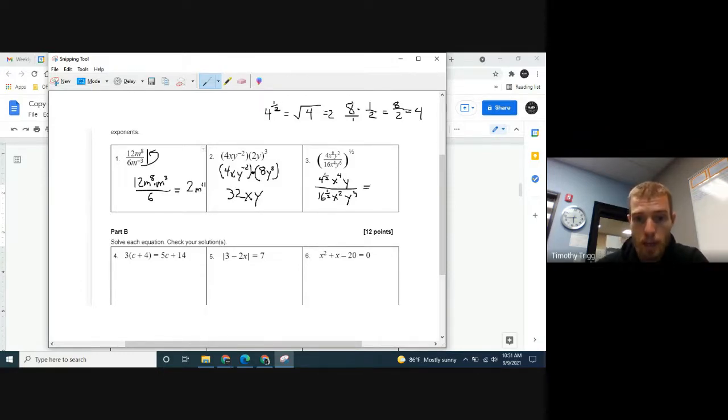So let's go ahead and work out these to the power of 1/2 here. In other words, take the square root of 4 here. That's 2. And the square root of 16 is 4. I'm just going to go ahead and rewrite all the other stuff here.